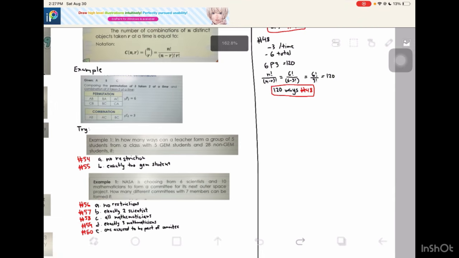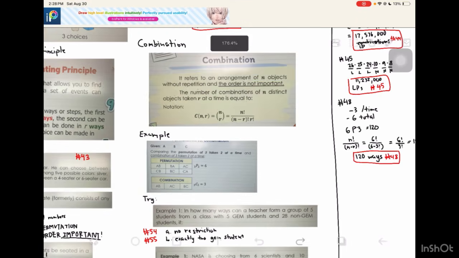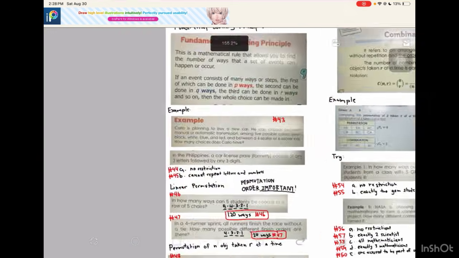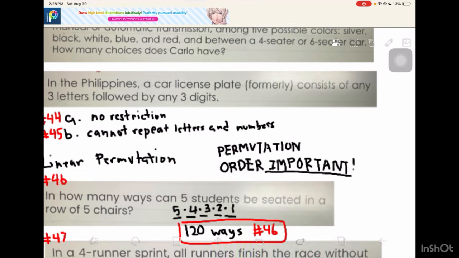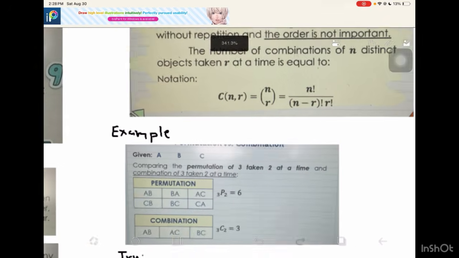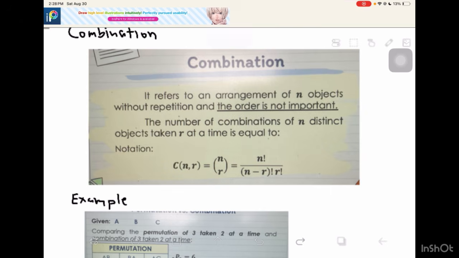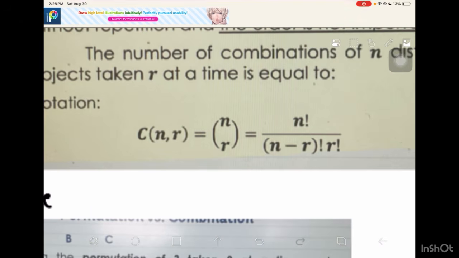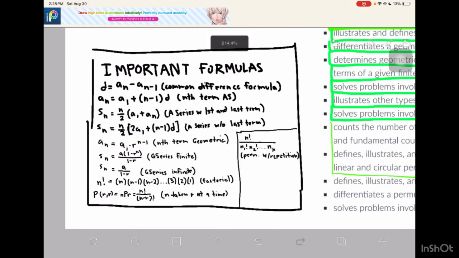So I'm preparing you. Let's start with combination. Combination refers to an arrangement of n objects without repetition, but the order is not important. So in permutation, the order is important, but in combination, it is not. And we have this formula over here. Let's just take note of it. I really can't cram any more formulas.